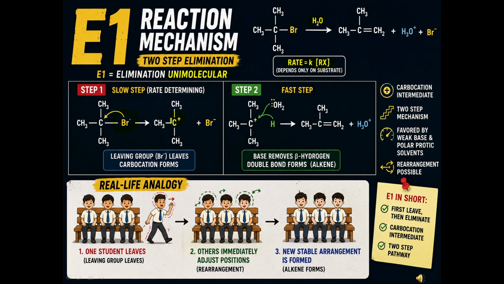Because this step relies on the breaking of a single bond, it is slow and determines the overall speed of the reaction. Step 2. Removal of beta hydrogen. A weak base such as water removes a hydrogen atom from the carbon adjacent to the positively charged carbon. This hydrogen is called the beta hydrogen. The electrons of the C-H bond move to form a double bond between the two carbon atoms. Finally, an alkene called 2-methylpropene is formed.